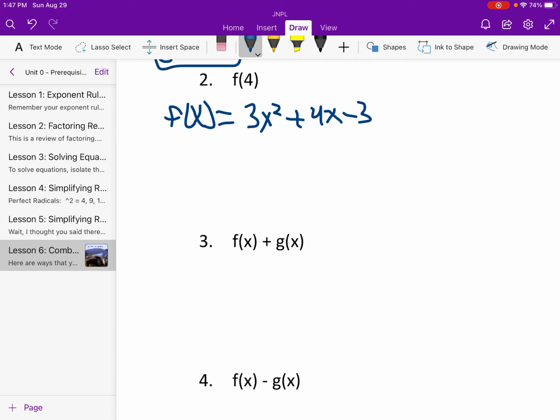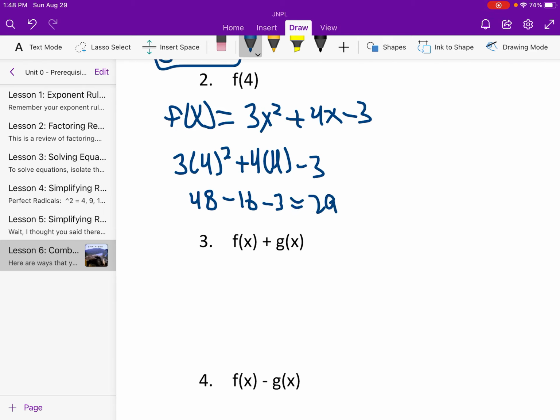We can put in a 4, put in another 4 for that x, and then now let's solve. We know our rules. We cannot do 3 times 4 and then squared. We need to do 4 squared times 3. So 4 squared is 16. 16 times 3 is 48. 4 times 4 is 16, and then minus 3. So 48 minus 16 minus 3 is 29. So that means f of 4 equals 29.